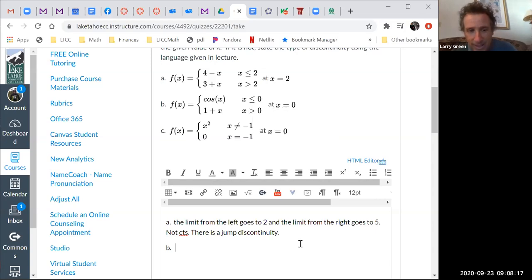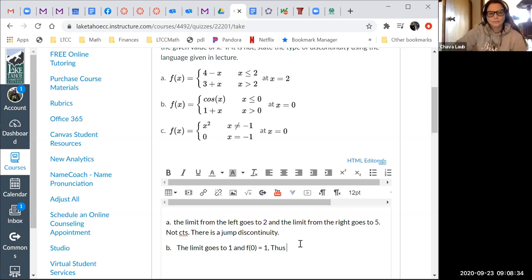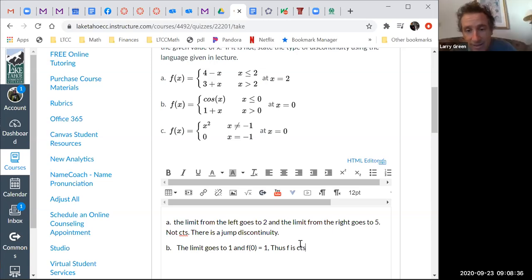So the limit goes to 1, and f of 0 equals 1. So what can we say? It's continuous. Thus, f is continuous at x equals 0. Okay, and in fact, everywhere. Okay, let's go C.